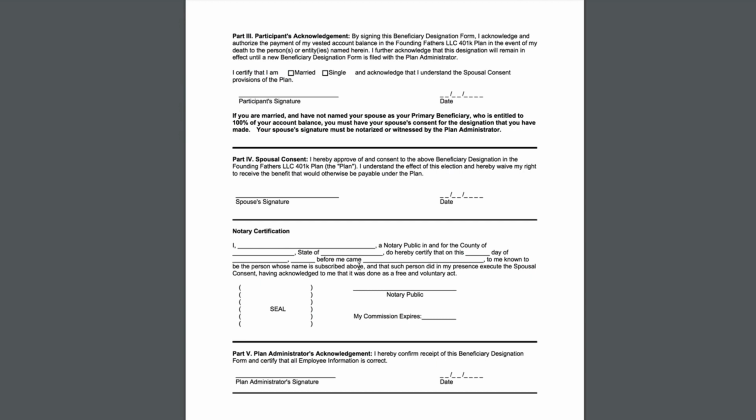If you are unmarried, then this notary is not required because this is only for waiving spousal consent. If you are married and your spouse is the primary beneficiary, this form does not require notarization. If you are married and you are choosing someone other than your spouse as the primary beneficiary, your spouse needs to sign in part 4, and you need to have this notarized. And then you'll always want to sign in part 5 because you are the plan administrator.